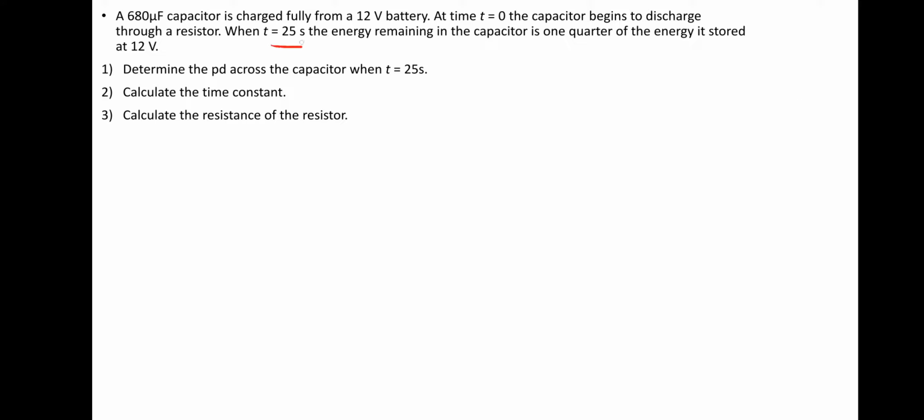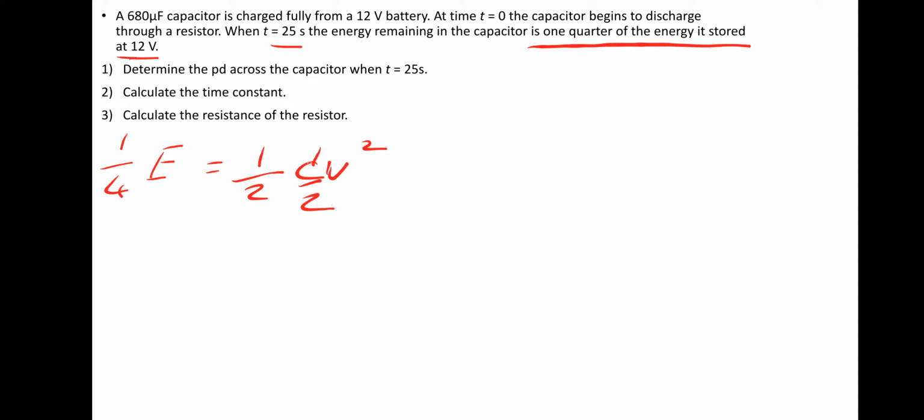What we know at 25 seconds is that we have 1/4 of the energy it stored at 12 volts. So the equation would be from lesson 2, energy is equal to 1/2 CV squared. If we've got 1/4 of the energy, then the capacitance is constant, so the voltage must be 1/2, because 1/2 squared would be 1/4, which would make both sides equivalent. So half the voltage, so the voltage at 25 seconds would be 12 divided by 2. That would be 6 volts. So that's part 1 done.